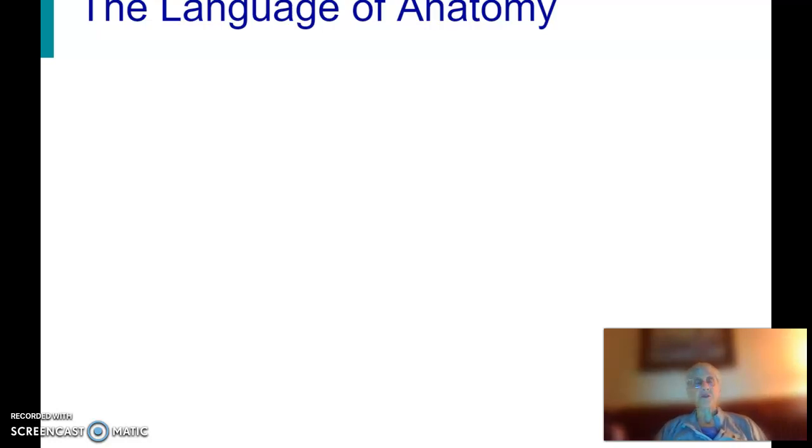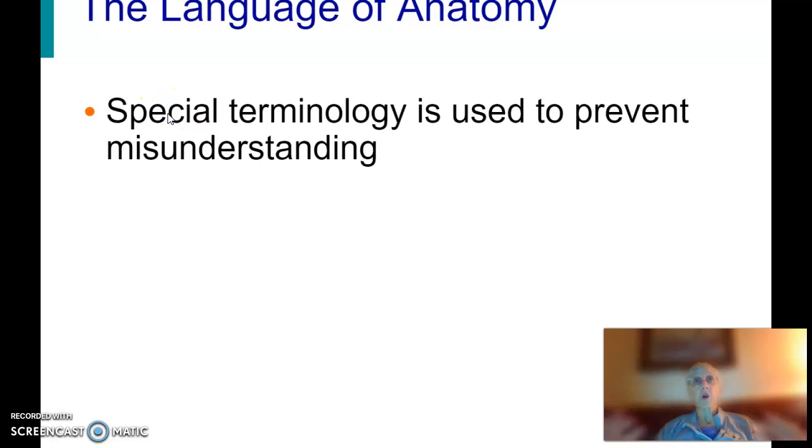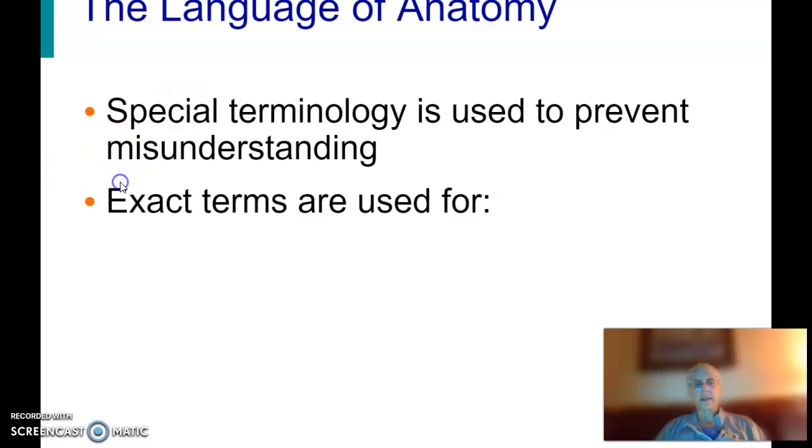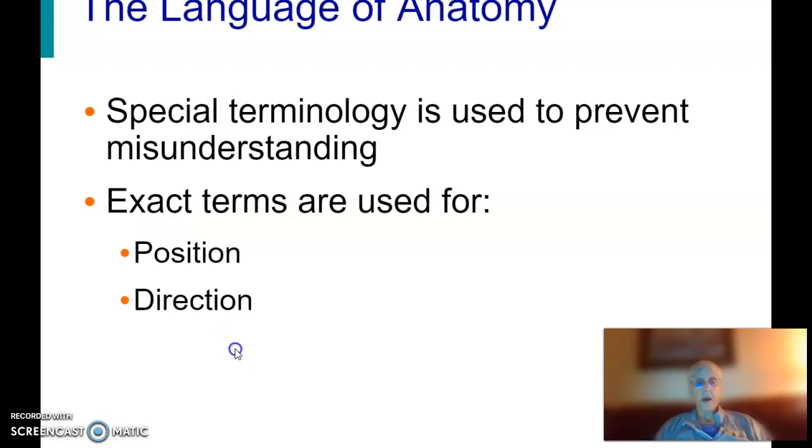So Greek and Latin are used so that there's no change in the meaning. It also makes them more universal. We do the same thing with directional terms and body parts, so that if I'm talking to a doctor in Japan and I mention a particular landmark, direction, or placement on the body, they will understand those terms also. Special terminology is used to prevent misunderstanding. We are going to learn exact terms that are used for the position of the body, the directional terms on the body, regions, and then structures.